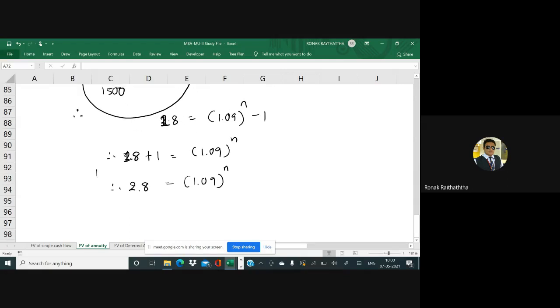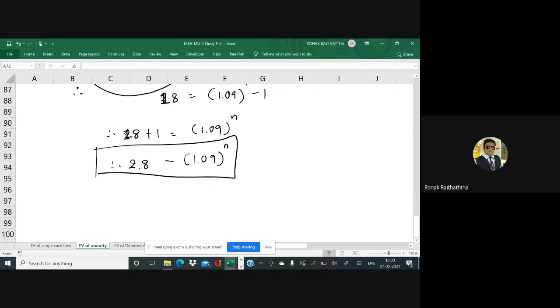Now we are mathematically stuck. How to find this power? When we cry, we go to our mummy; similarly, when we are numerically stuck, we go to the mummy of mathematics. And the mummy of mathematics is the logarithms. Let's take the log on both the sides.